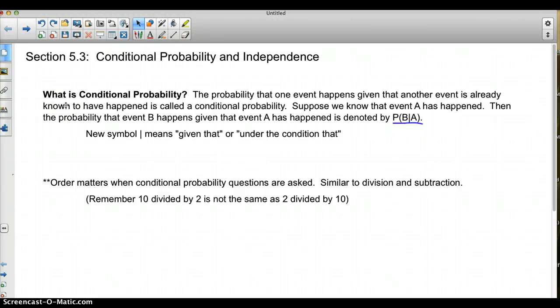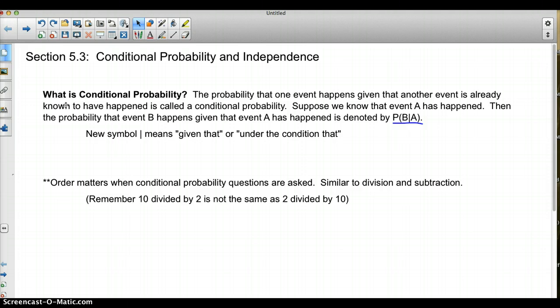Okay, so section 5.3, we're going to focus first on conditional probability. We'll focus on the independence part later. So first you need to know what is conditional probability. For most of the probabilities that we've been dealing with so far, they've only really been based on one event or mutually exclusive events happening.